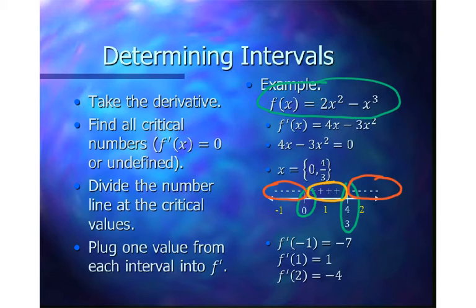Now notice that the critical points are the only points where the derivative could change from positive to negative. That doesn't mean it has to change at a critical point, but those are the only places where it could change. So that's why we divide the number line up in that way.